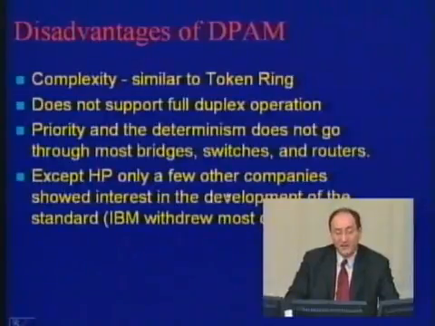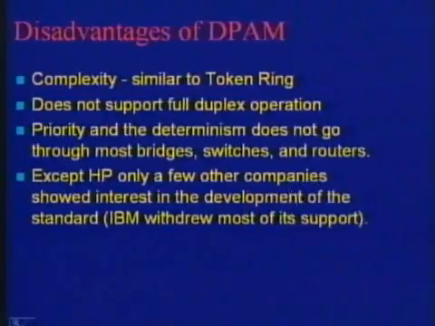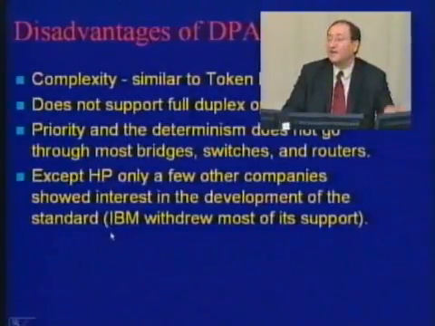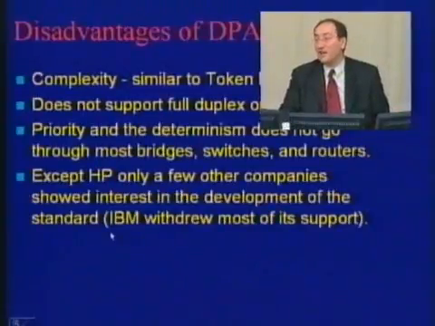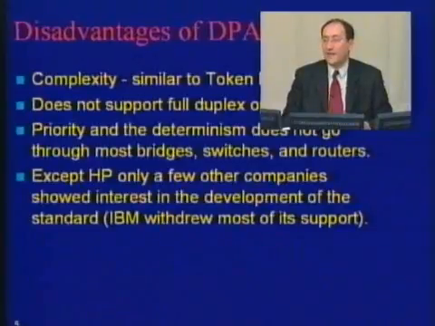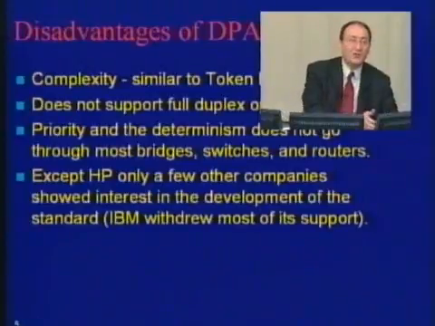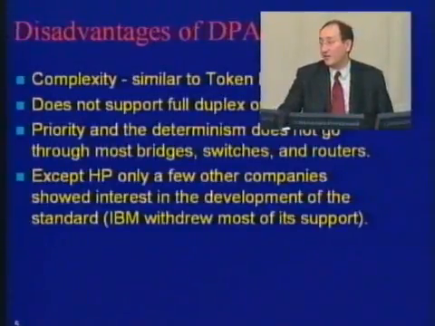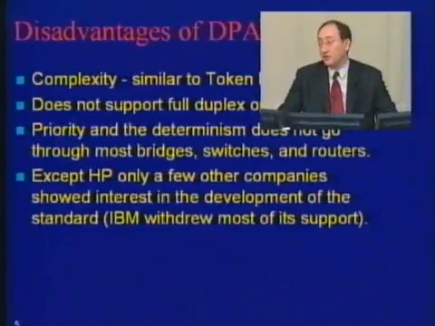Except HP, only a few other companies showed interest. At the beginning when they started, they were a bigger group, and gradually everybody backed off, and the major one was IBM, which was the supporter of 802.5. Again, this type of trend is very popular when standards grow. At the beginning there are good, big groups, and suddenly from 100 they go to 5. It changes throughout time, and it has happened many, many times.